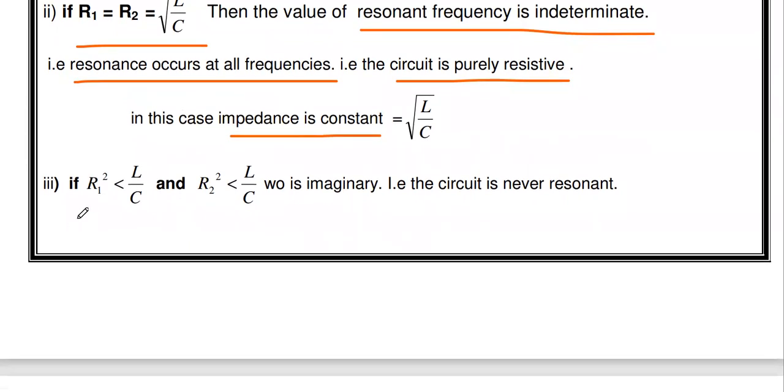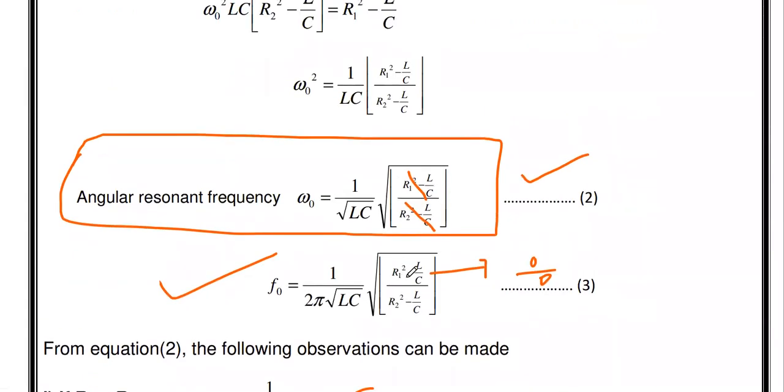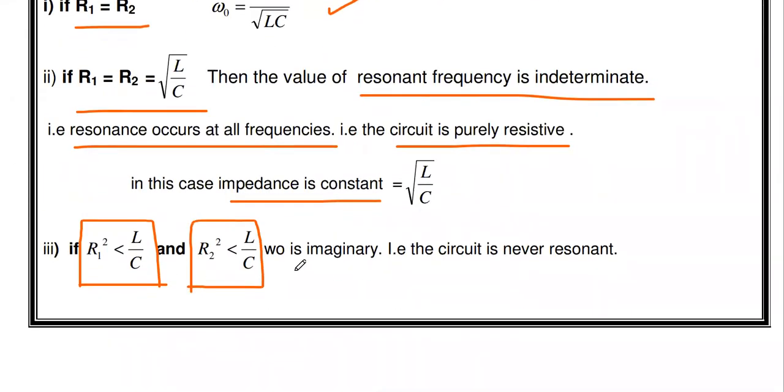And in the third condition, if you select R1 squared less than L by C and R2 squared less than L by C, then this ratio becomes negative. So at that time we get the frequency in imaginary form; omega naught is imaginary. So the circuit is said to be never resonant. This is the third condition.